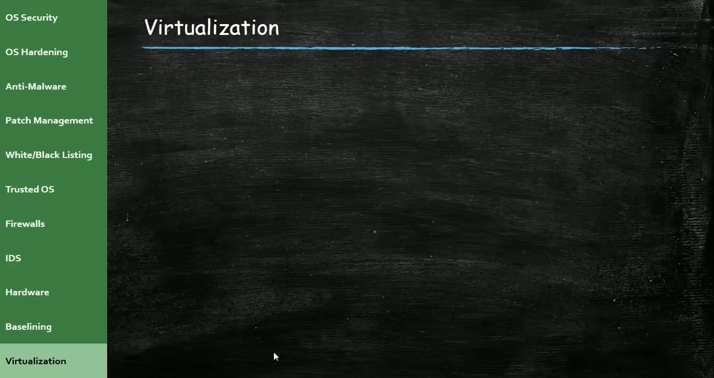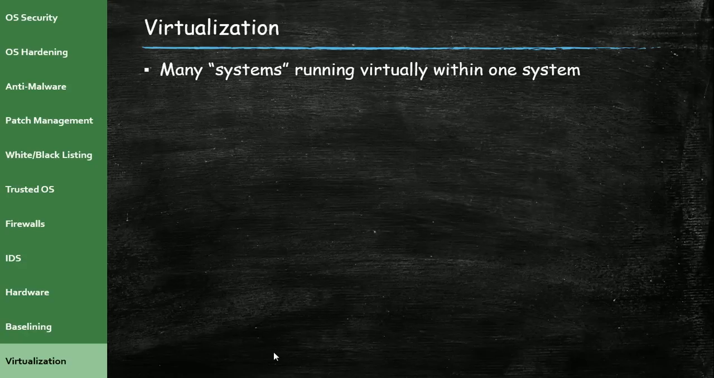And finally, in this part of the unit, and there's another lecture video after this one, so there'll be a part 2 lecture video where we talk about some additional topics. But virtualization is all the rage now. We've talked about virtualization before, and I'm sure you've talked about it in many other courses. So virtualization is basically when you have many different systems all running virtually within one system.